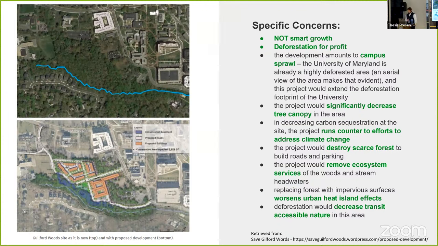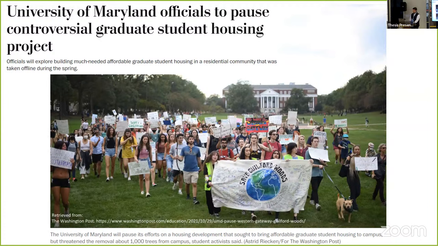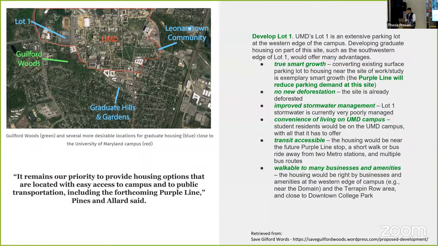It was linked to many different issues, including smart growth, the deforestation of Guilford Woods, campus sprawl, and the tree canopy, so a reduction in our forestation, which ultimately led to a protest on McKeldin Mall that brought these issues to the forefront of the university and our higher administration. And among the solutions that came out of that was to develop Lot 1, which was deemed to be true smart growth with the Purple Line integration within the near future.